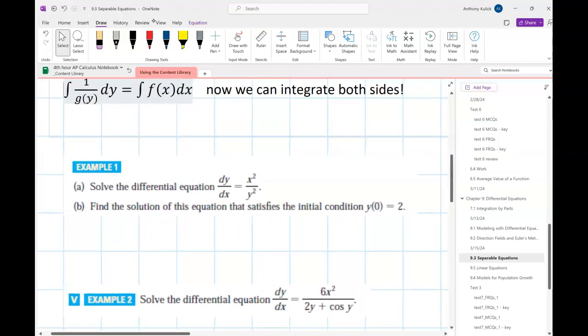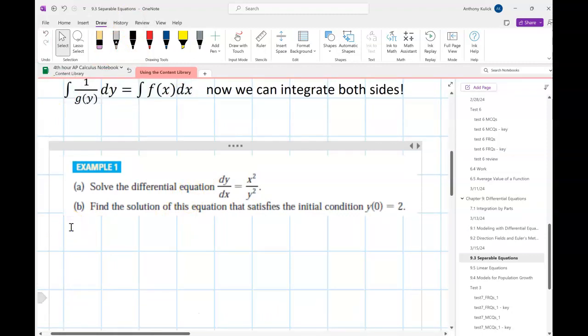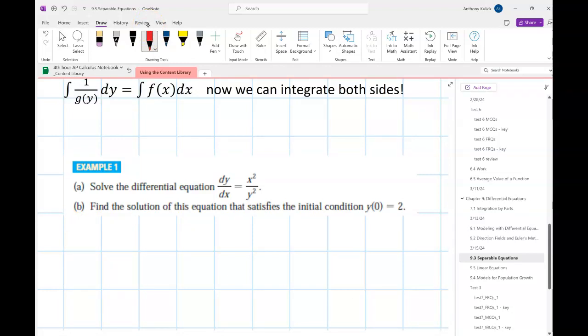All right. So let's say we have the differential equation dy/dx equals x squared over y squared. My first order of business is to try to get the x's on one side and the y's on the other. So I'll multiply both sides by y squared, and then multiply both sides by dx. Now, since everything is separated, I can integrate both sides. What's the antiderivative of y squared? Good. And x squared is then obviously, yep. And then I'm going to have a plus C at the end, right?